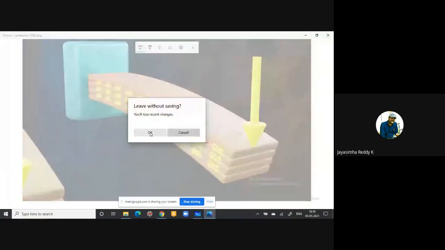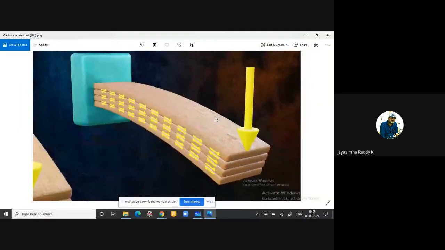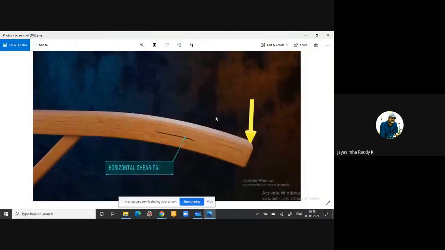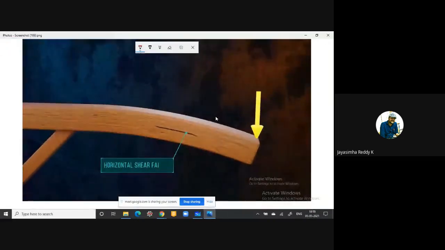Now, you might have observed this kind of thing, students. If you take a wooden plank like this and apply a point load, there will be shear failure. You might have seen this in your live examples. See here, there is a crack in the wooden beam. This kind of crack is caused because of the shear stress induced in the beam because of the application of the load. See, we have already seen bending stress.